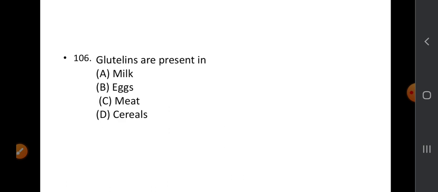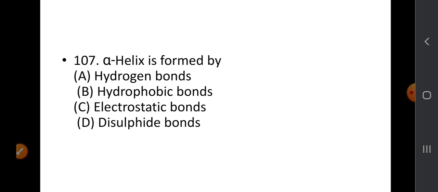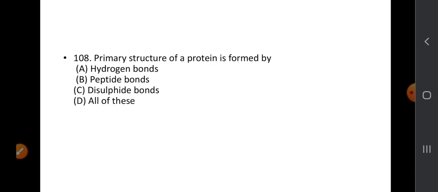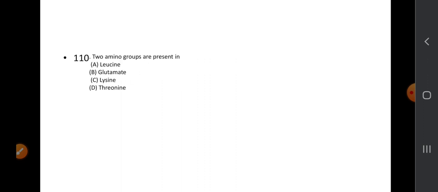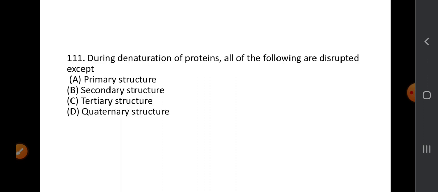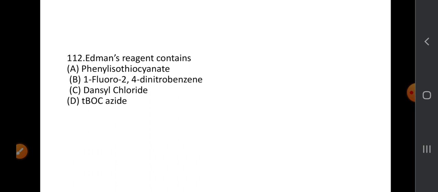Glutamines are present in. Alpha helix is formed by. Primary structure of a protein is formed by. All the following are branched chain amino acids except. Two amino groups are present in. During denaturation of proteins, all of the following are disrupted except for. 112. And the last question for this mock test, guys, Edman's reagent contains.